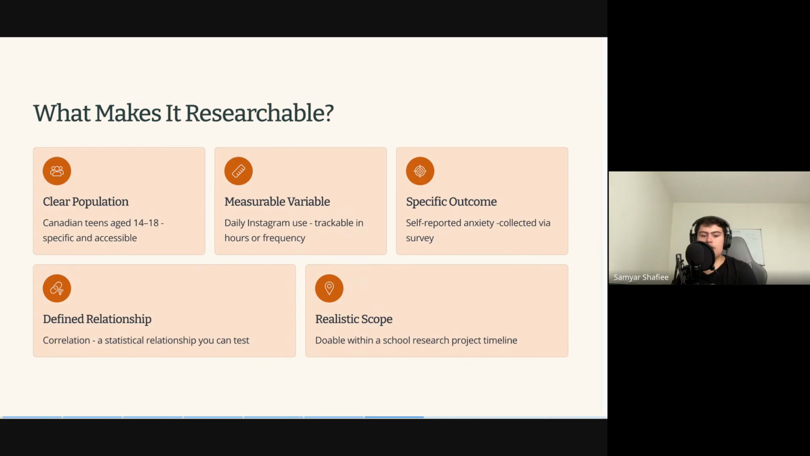Define relationship. Okay, so am I studying a causational relationship or am I studying a correlational relationship? Correlation is a statistical relationship that you can test. And with correlation, what we say is that basically two sets of data follow pretty much the same trend. Again, it is going to be a bit different, of course, but when we say correlation, it means that they generally overlap in some sort of trend. Realistic scope. Doable with a school research project timeline.